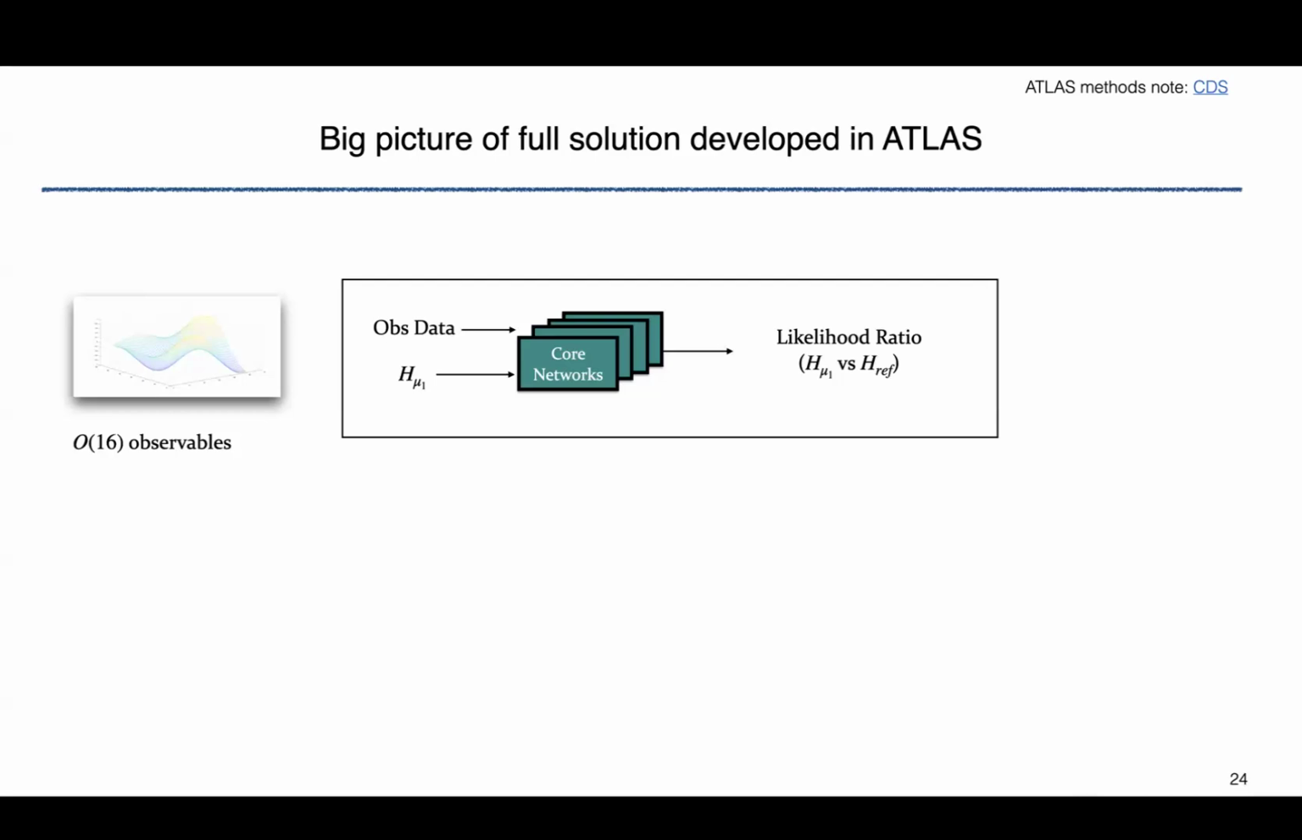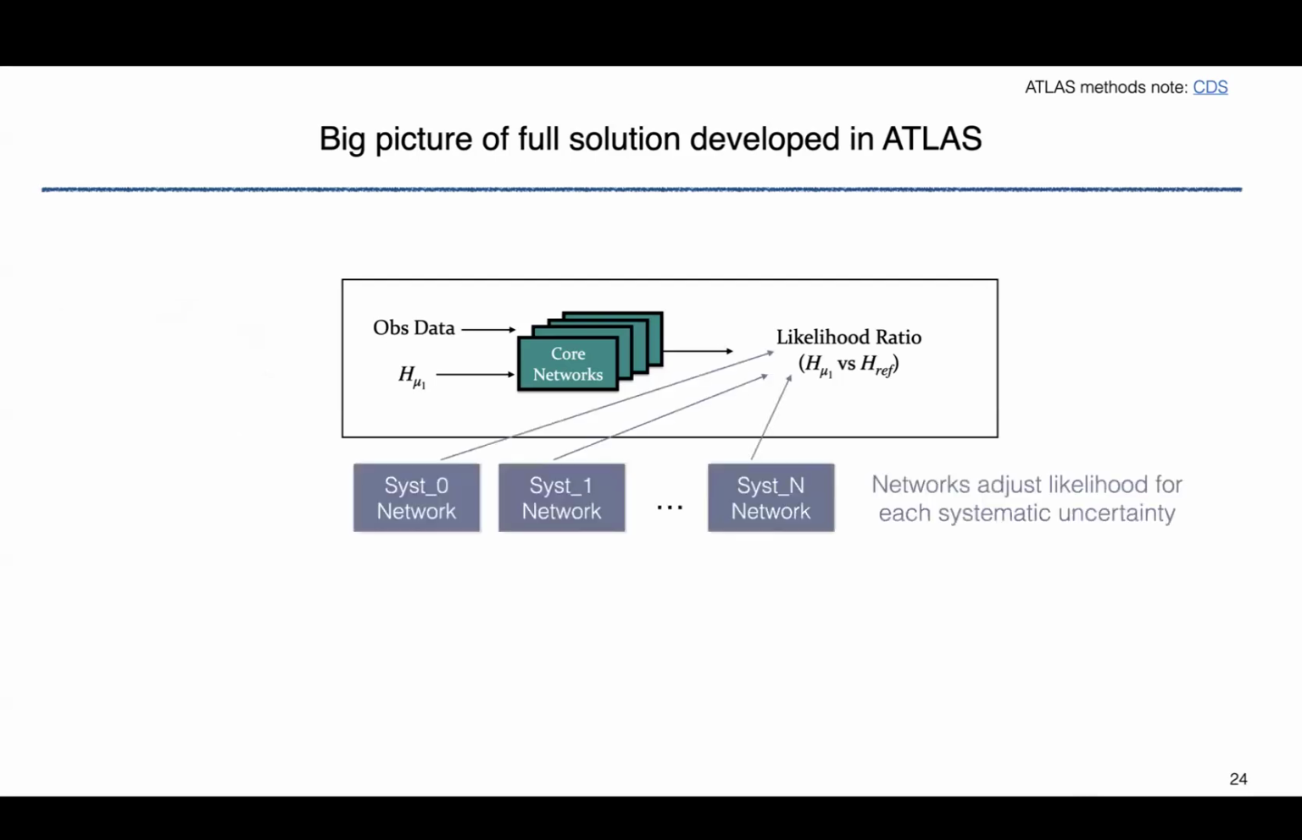But we also have additional neural networks, each for one source of systematic uncertainty, so one nuisance parameter. And each of them adjusts the final likelihood ratio to correctly quantify the impact of their respective systematic uncertainties. Okay, and each of these boxes that I've shown is not one network, but really an ensemble of hundreds to 1,000 networks, and that allows us to quantify the uncertainty coming from the neural networks themselves.